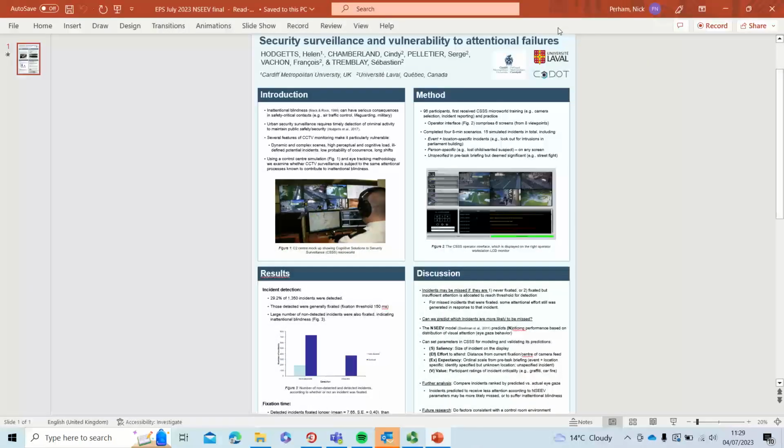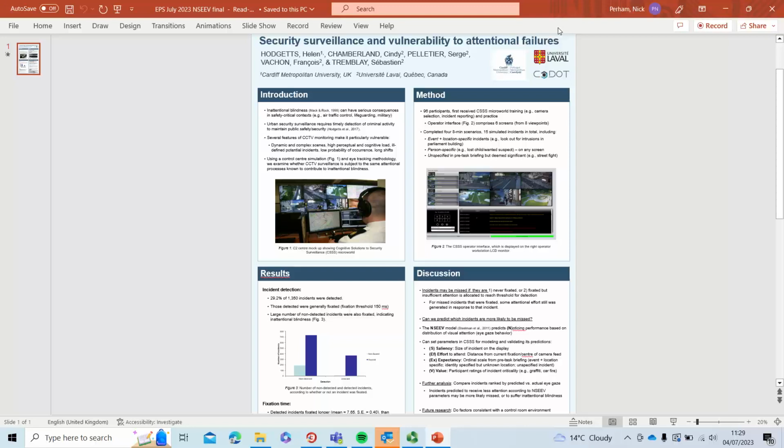Inattentional blindness is the failure to notice relevant objects or events despite them occurring in plain view. This can have serious consequences in safety-critical environments, and CCTV monitoring might be particularly vulnerable. To study event detection, we developed a microworld that simulates CCTV operations.